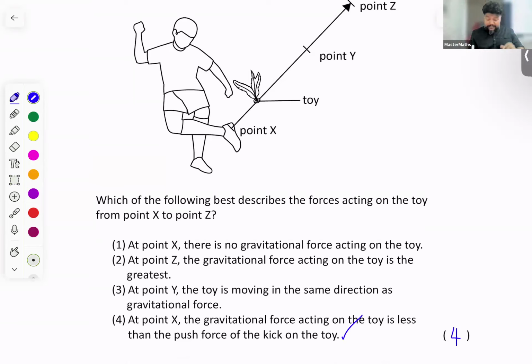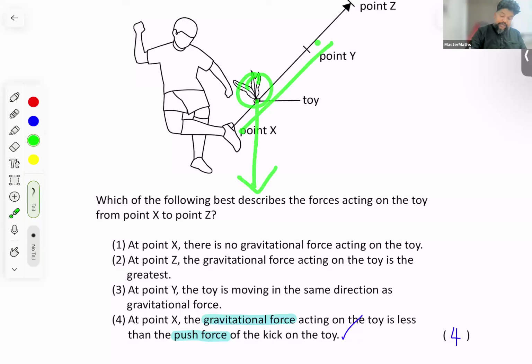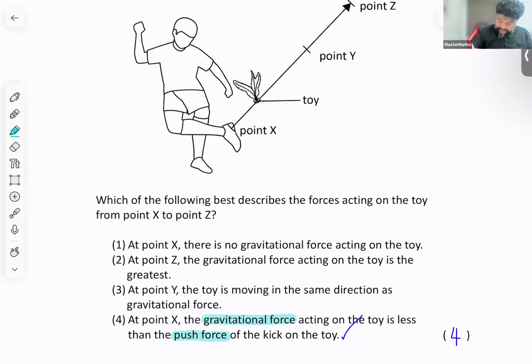Why? Because you see, what is gravitational force doing? Pulling the thing downwards. What is the push force doing? Making it go upwards. In which direction did this ball go? Did it go downwards or did it go upwards? Upwards. So which force is greater? The push force. Simple. That is why the push force is greater than, or in this case, the gravitational force is less than. Remember, gravitational force is pulling it down. Push force was pushing it up. Because it moved in the direction of the push force, the push force was greater.